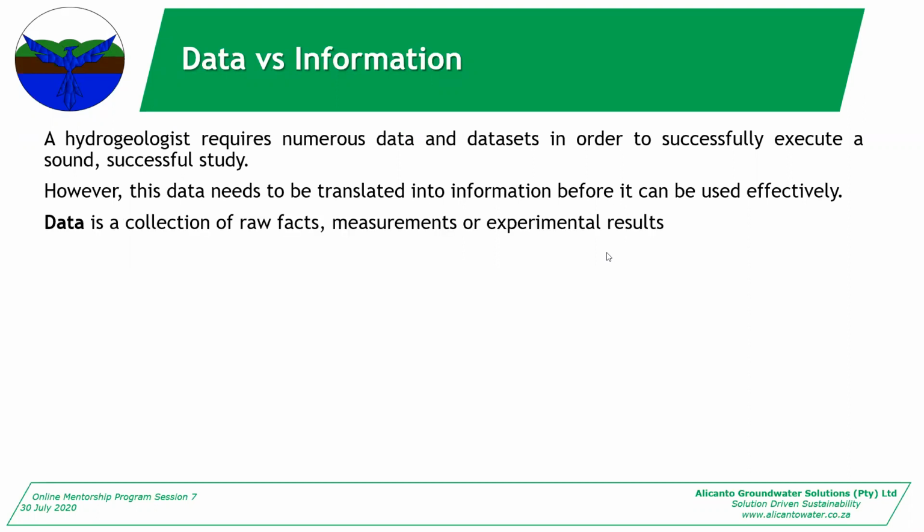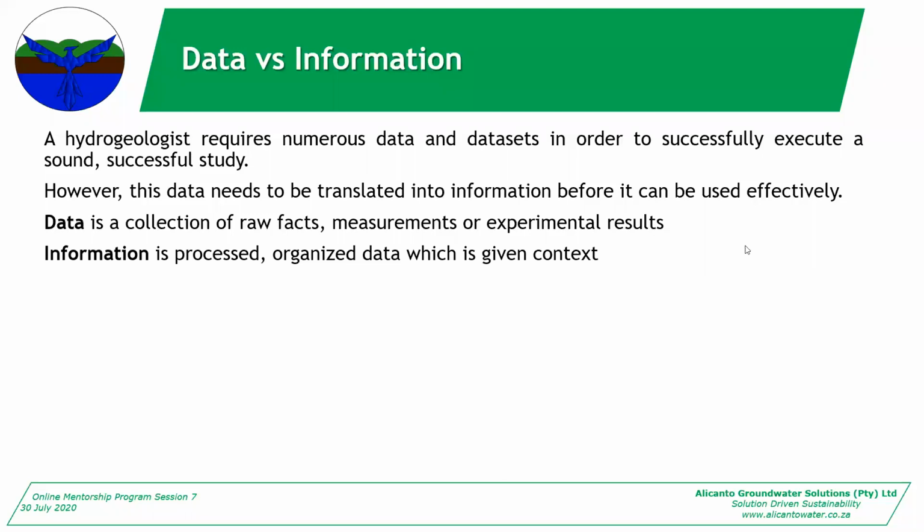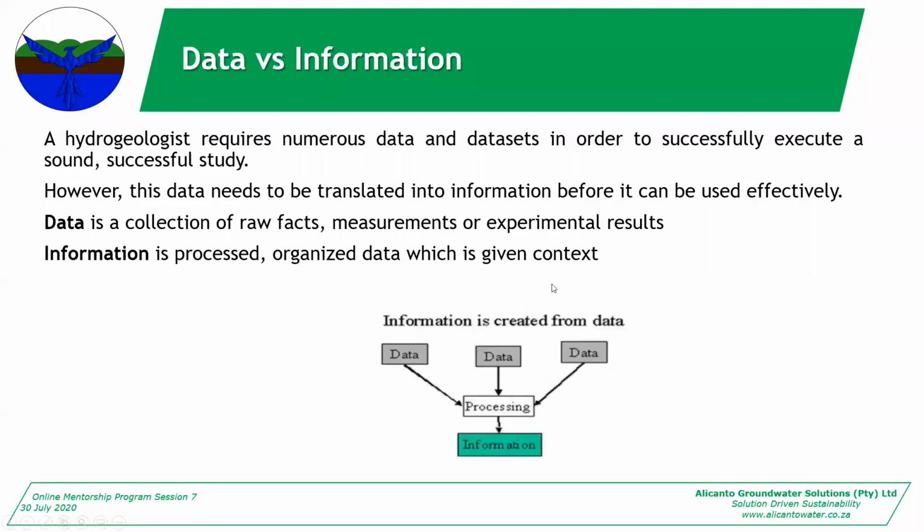Exactly. Your data is a collection of raw facts, measurements, or experimental results. Like you say, your Excel spreadsheets, your raw data, your observations, etc. And then information is where that is processed and organized to give it context. A series of numbers could mean anything. It could be water level measurements, it could be temperature measurements. So until you give it a context and interpret it, it's not adding value to your overall study. So you see, information is created from data. You've got processing in the middle between your data and information.